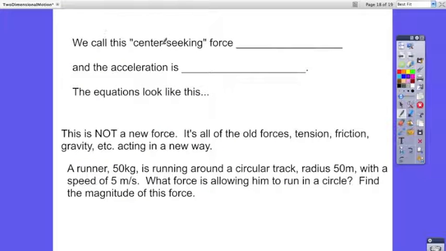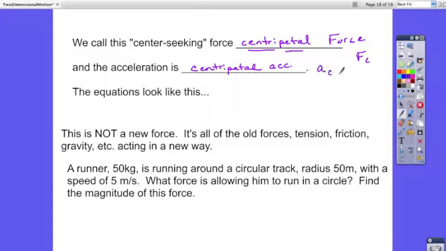We call a center-seeking force centripetal. And that means center-seeking. Acceleration is called centripetal acceleration. So this would be a centripetal force. And for a centripetal force, we would write the symbol FC, and for centripetal acceleration, AC. Now it's important to realize these aren't new forces. They're old forces acting in a new way.